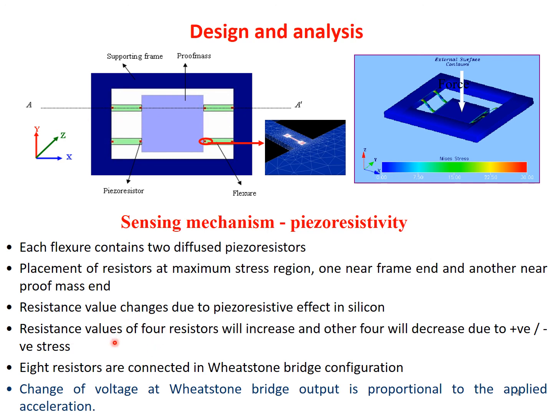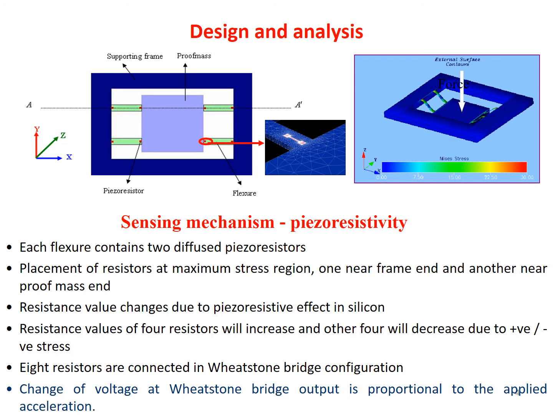So accordingly, we can connect all 8 resistors into a Wheatstone bridge configuration. How many arms does a Wheatstone bridge have? 4 arms, right? So in each arm we will be putting 2 resistors, fine. So 4 into 2 equals 8, and obviously, as you know, to have the maximum output or sensitivity, 2 diagonals should have an increase in resistance, and another 2 diagonals a decrease in resistance.